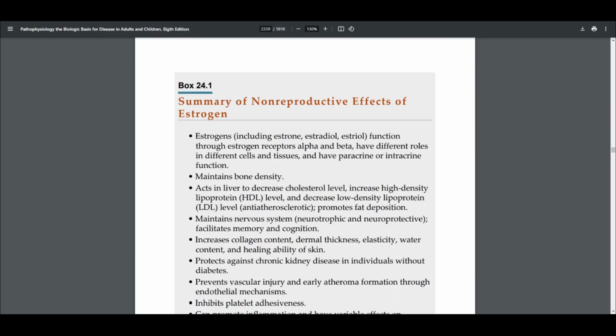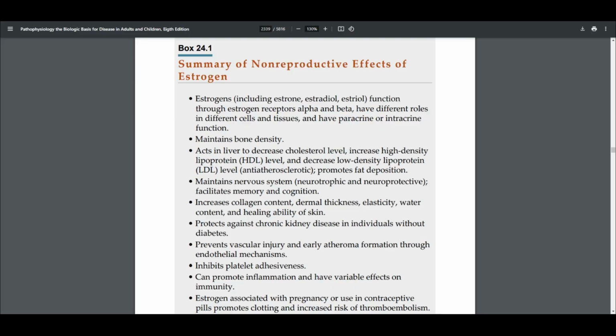So here in the following box is a good spot to hit pause to get a summary of the non-reproductive effects of estrogen.